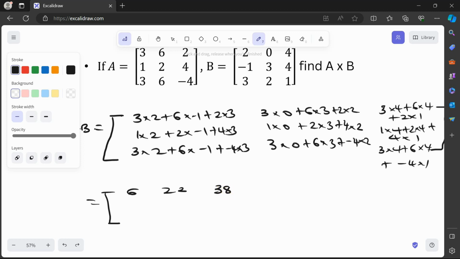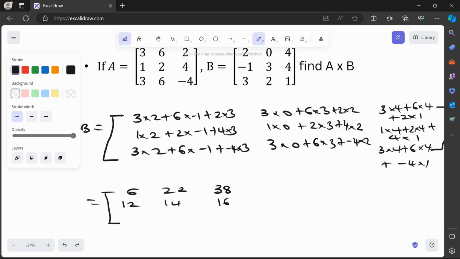Row 2 will be 1 times 2 plus 2 times minus 1 plus 4 times 3. That will give me 12. Second guy will be 1 times 0. I will just ignore the first guy because 1 times 0, 3 times 0 will give me 0. So that will be 2 times 3 plus 4 times 2. And that will give me 14. And 1 times 4 plus 2 times 4 plus 4 times 1. That will give me 16.